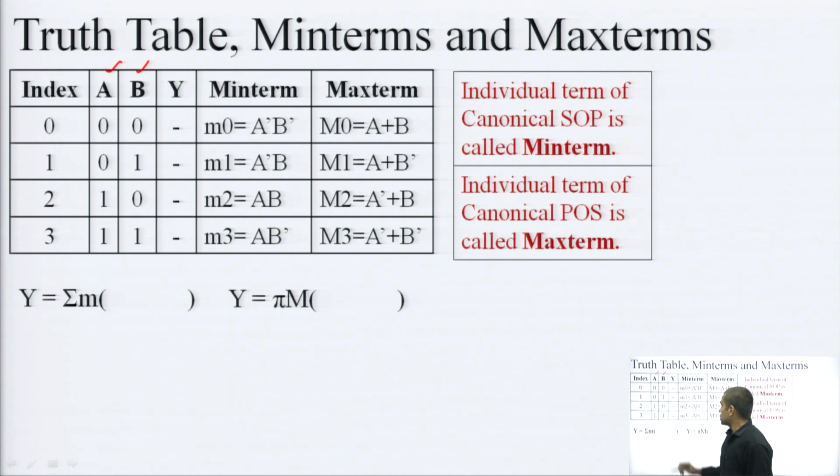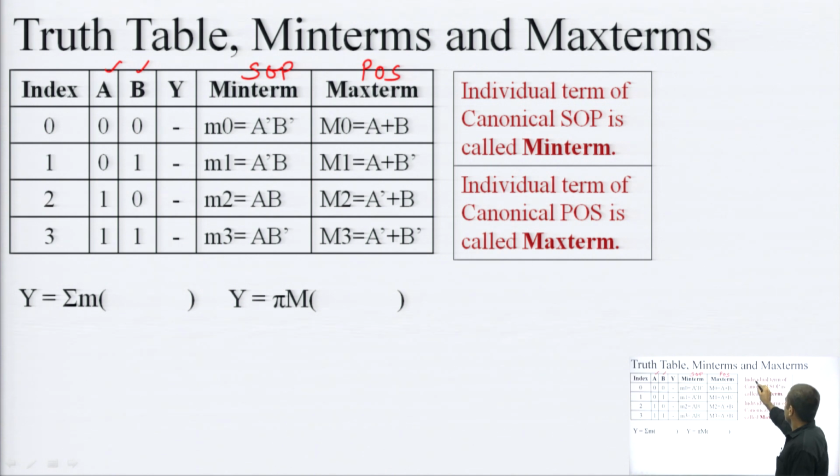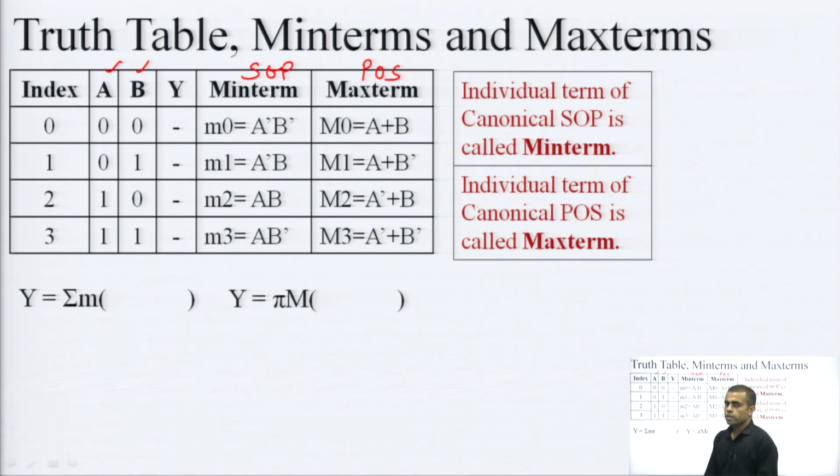The min term is related to the product and the max term is related to the sum. So, the min term will be related with SOP-based expressions and the max term will be related with POS-based expressions. It is also written here: an individual term of canonical SOP is called a min term and an individual term of canonical POS is called a max term. So, a product in an SOP expression is termed a min term and a sum in a POS expression is termed a max term.